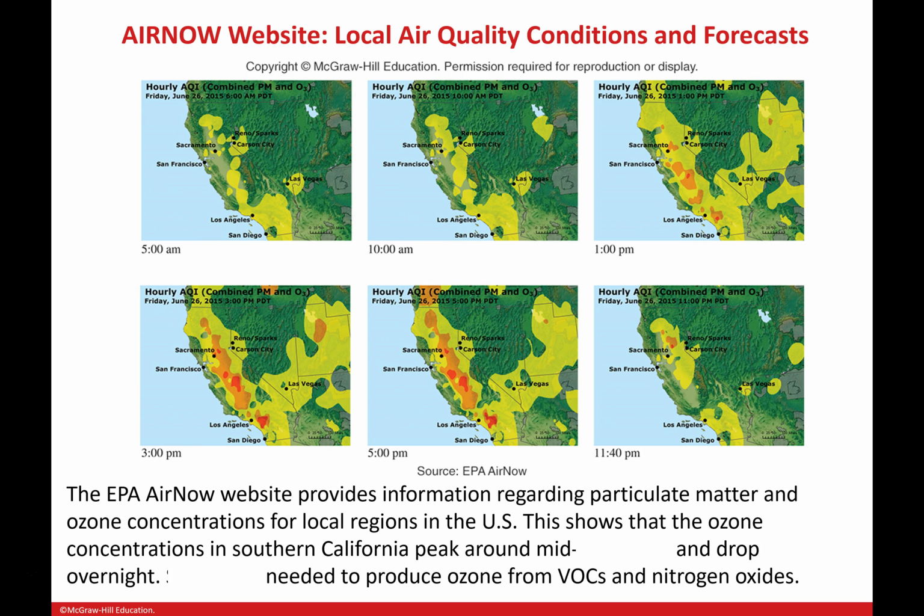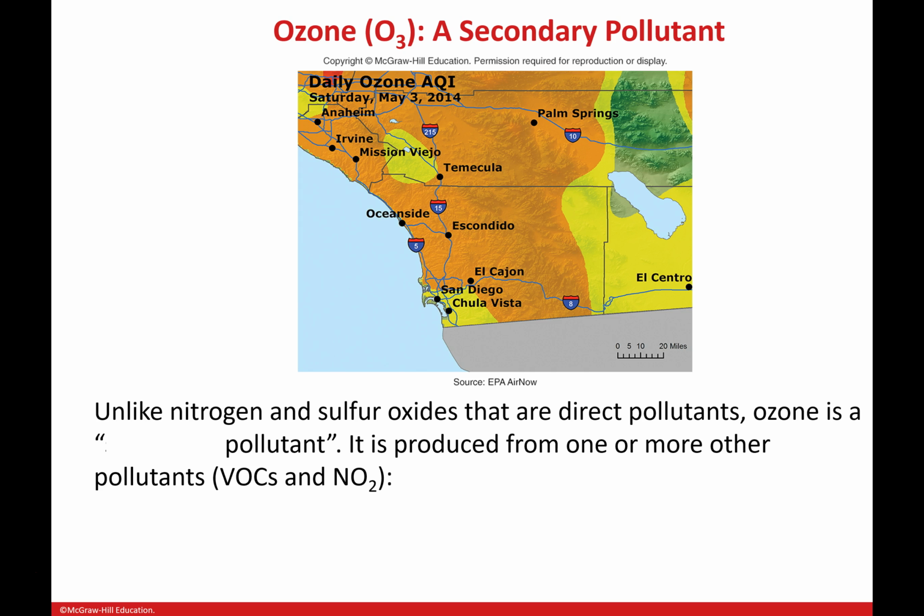And the source was AirNow. Remember we looked at AirNow a while back. Oh, I see, so the peak is around mid-afternoon and drops overnight. And the other thing I had here is that sunlight is needed to produce ozone from the volatile organic compounds and the nitrogen oxides. Okay?